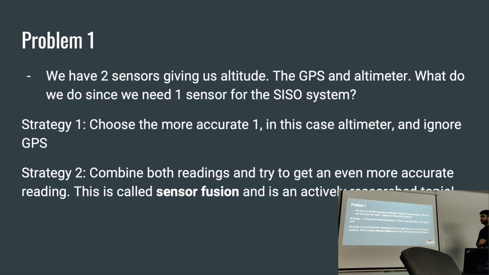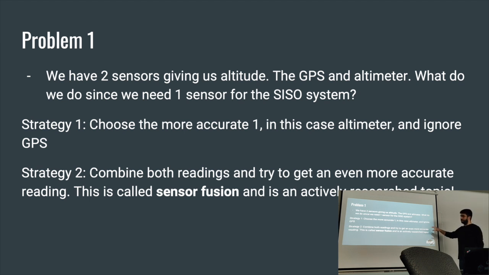So problem one, we have two sensors giving us altitude. That's the first issue, right? The GPS and the altimeter. What do we do, since we can only have one input for the altitude if we want to maintain the SISO concept, the single input, single output concept, in our control design? So the first strategy is to just choose the more accurate sensor. Obviously, an altimeter is going to be far more accurate than a GPS. And just ignore the GPS, we don't really need it. We're only using it for positional information inputs.